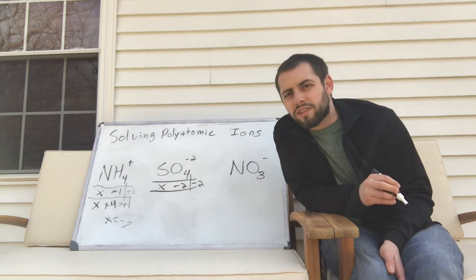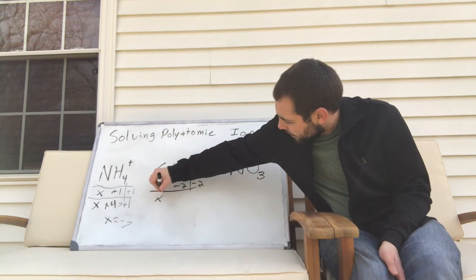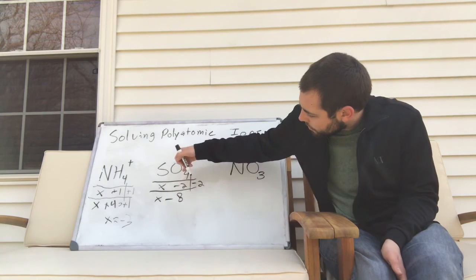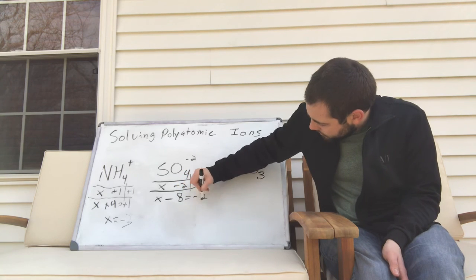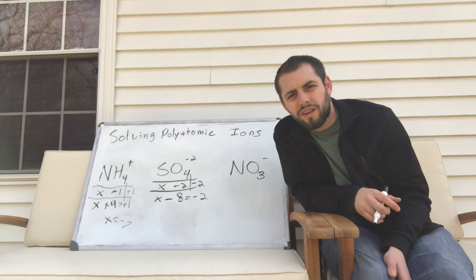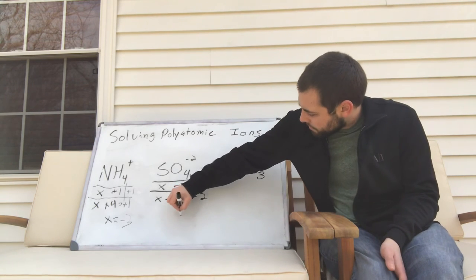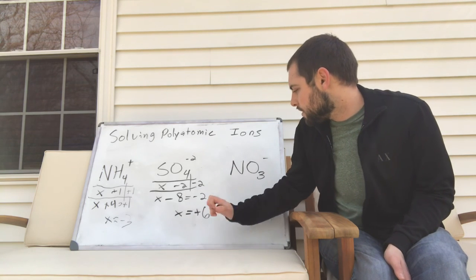Sulfur is what I'm trying to solve. I'll multiply by my subscripts. x times 1 is x. -2 times 4 is -8. And that's all equal to -2. So I've got a little algebra problem set up here. Doing my work, I'm going to find that x is equal to a positive 6.